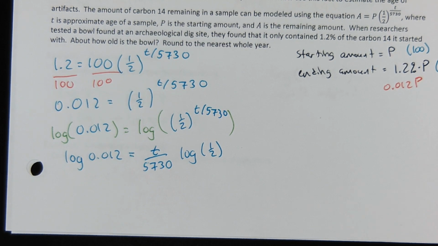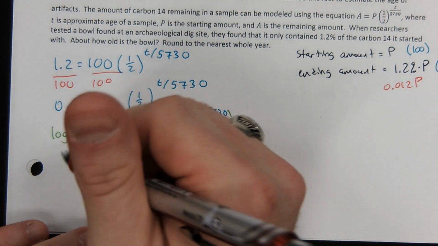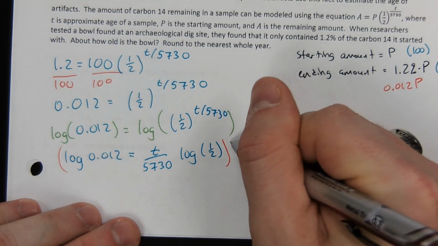Now what? Trying to get t by itself. What's next? What are we going to do? Which one? It doesn't matter. Pick one. What do you guys want to do? What? 13,000. I don't know what he's talking about. So will someone please tell me what to do next? Multiply by 5,730? Sure, let's do that. Let's multiply both sides by 5,730.